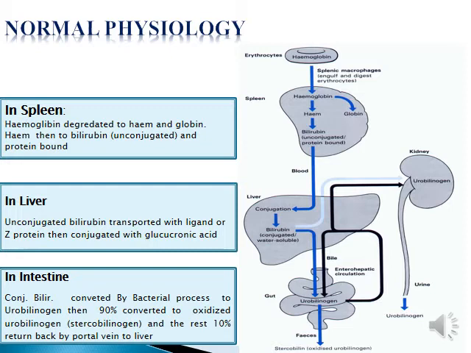In the intestine, conjugated bilirubin is converted by a bacterial process to urobilinogen. Then 90% of this urobilinogen is converted to oxidized urobilinogen, which is called stercobilinogen, and the remaining 10% of urobilinogen returns by the portal vein to the liver, as you can see in this diagram, and then from the liver to the kidney, and urobilinogen is excreted in the urine.